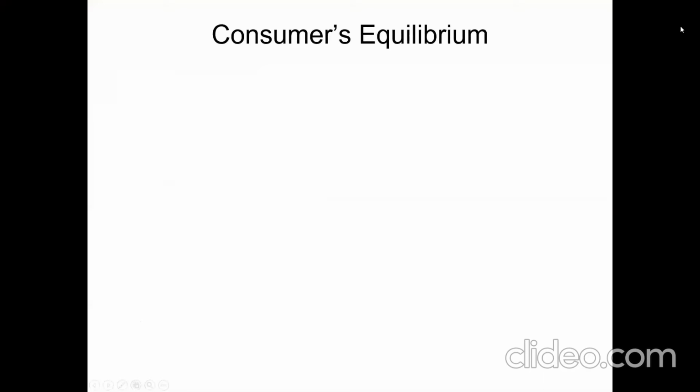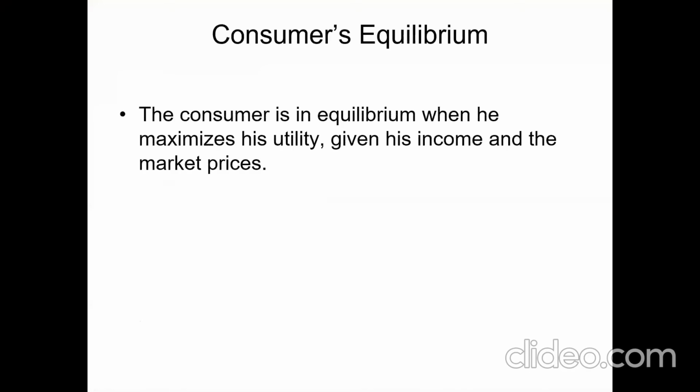So the topic we're going to cover today is consumer equilibrium. Now, what is consumer equilibrium? A consumer is in equilibrium when he maximizes his utility given his income and the market price. Let's assume consumers are you and me as normal human beings and then understand this concept. Every consumer, like you and me, aims at getting maximum satisfaction out of his given expenditure. So a consumer is said to have attained equilibrium when he spends his given income or budget in such a way as to yield optimum satisfaction, right?